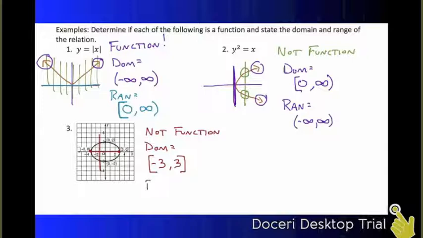The range is very similar to that. You'll notice that it goes from -2 down here up to +2 right here. So from -2 to +2, and they're again both included, so we want those hard brackets around it.